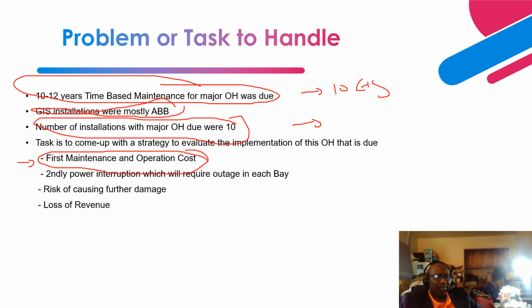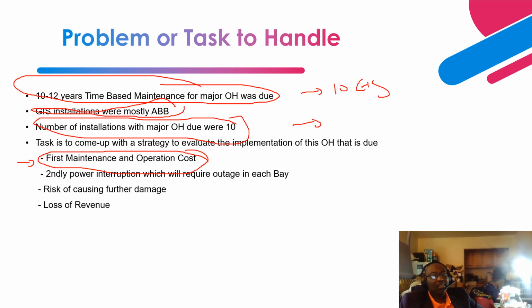Now let's talk about the risk, right? First, let's talk about the maintenance piece. There is the maintenance and operation cost that you have to incur, and also the power interruption that you have to achieve in each bay. Because if you have to perform a major overhaul, it will require power interruption. That means you're going to take the power feed away from your critical customer. If you have a critical customer, then they will lose power.